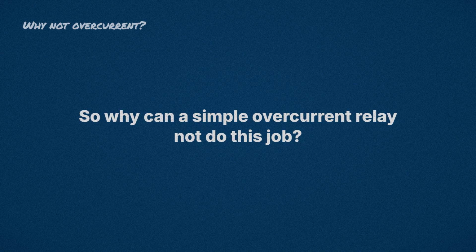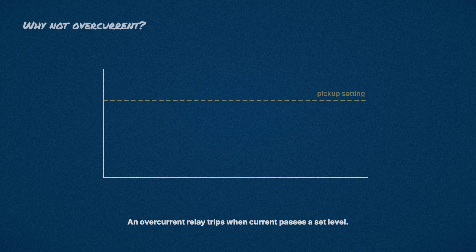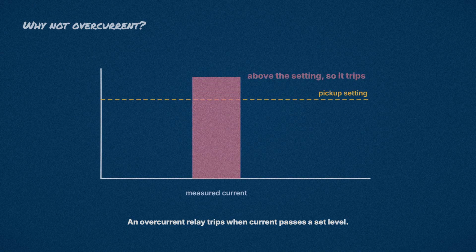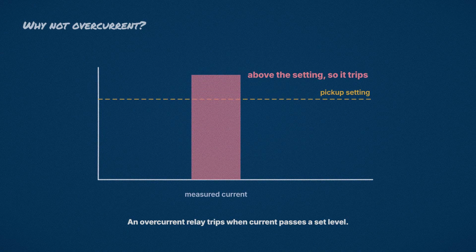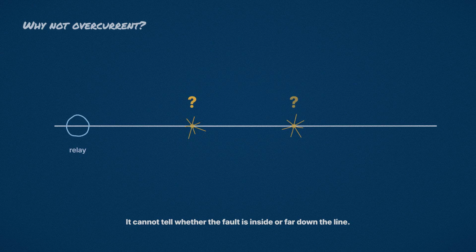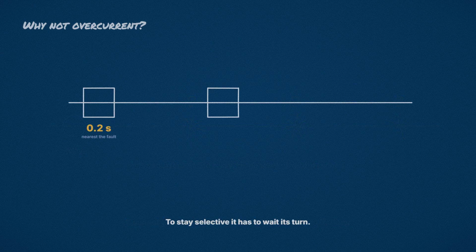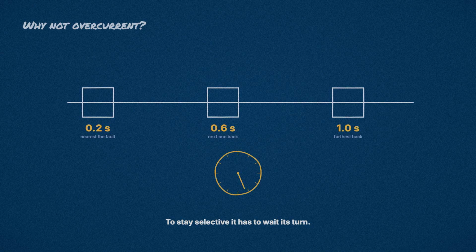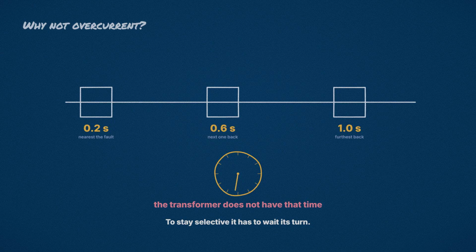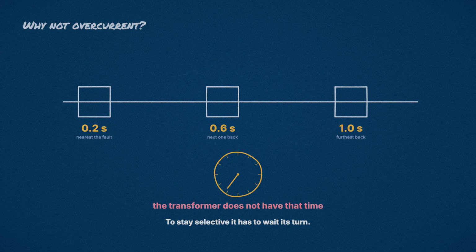An overcurrent relay is a relay that trips when the current rises above a set level. That is all it knows. It reacts to any large current, and it cannot tell whether the fault is inside the transformer or far down the line. To stay selective, it has to wait and let the devices closer to the fault act first. That waiting is time the transformer does not have.